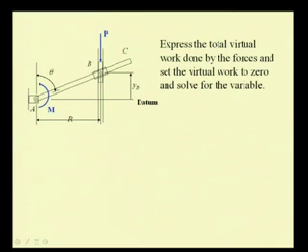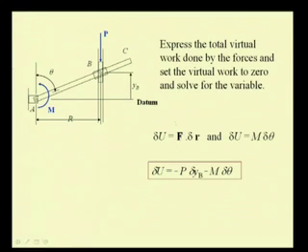Now, let us express the total virtual work done by these forces and set this virtual work to 0. So, what is the virtual work? That is delta U equal to 0. We have F dot delta r, and the work done by the moment is M delta theta. This work is positive if both the moment as well as delta theta are in the same sense, and this is negative if they are in the opposite sense.